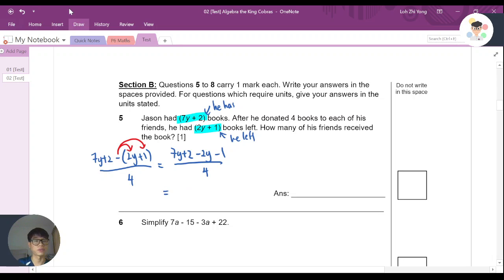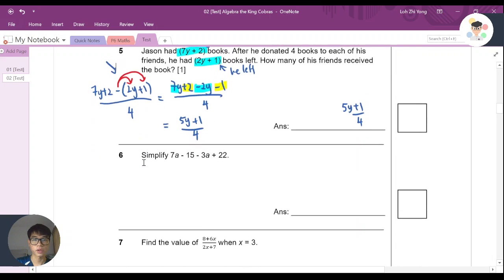And this is the tricky part you must know. 7y minus 2y is equal to 5y. Then the next one, 2 minus 1, is equal to 1, meaning plus 1. Then over 4. And this is the answer for this question: 5y plus 1 over 4. A lot of you got it correct, but quite a few of you got it wrong because of this part. So be very careful with this.